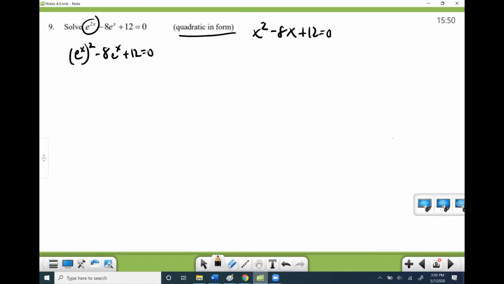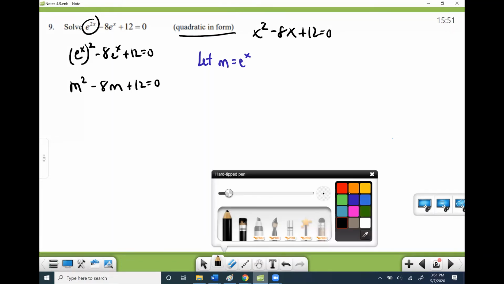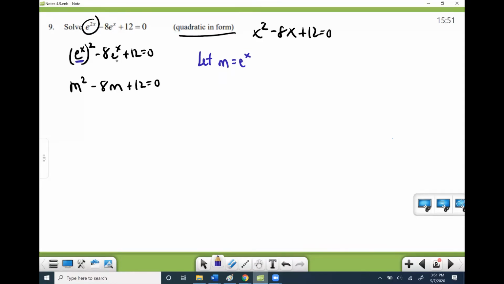And I don't know what letter they use, but any letter you feel like, you guys. So let's say we use m. Let m be e to the x. If I let m be e to the x, then this would rewrite as m squared. Then the second piece would rewrite as 8m. Because we said anywhere where we have an e to the x, we're going to replace it with an m. You guys feel okay so far with that?